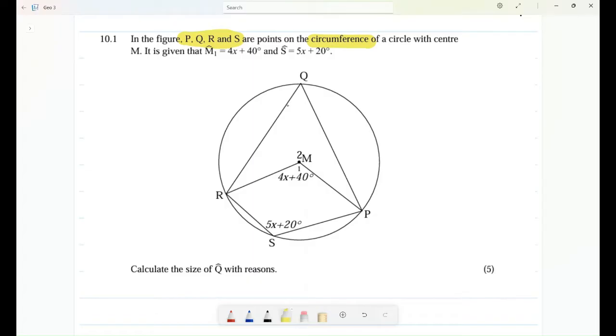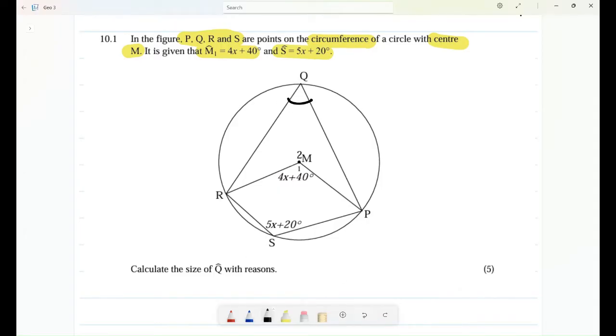But all right, with center M, we have a center, so it means center theorems like angle at center is twice angle at circumference are applicable, tangent perpendicular to radius, a line from the center is perpendicular to the chord. Those theorems are applicable. Now we are given that M1 is equal to that, then we are given that angle S is equal to that. So these angles we are given in the information. Now we are required to calculate the size of angle Q, this angle.